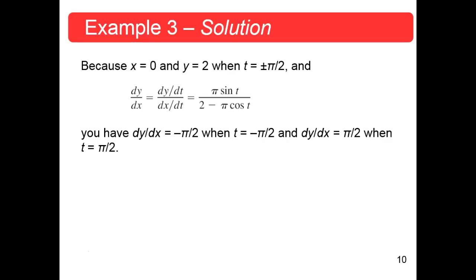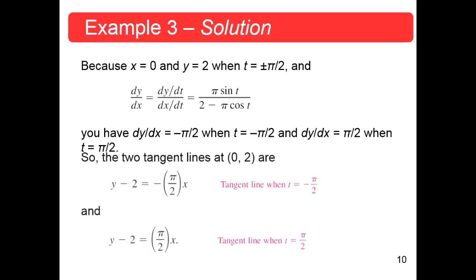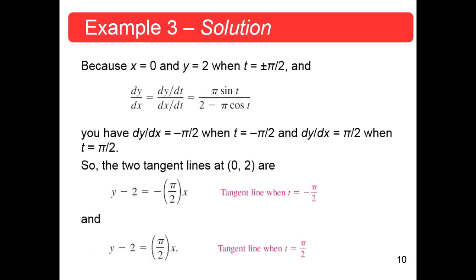All right. You have dy dx equal to negative pi halves when t is equal to negative pi halves, and dy dx is pi halves when t is equal to pi halves. Don't expect that to be the case on any other problem in the world. It might turn out being, but I would say that is rare, that when you put the value of t in, that's the value you get for dy dx. Okay? In these particular cases here. Okay. So the two tangent lines are y minus 2 is equal to minus pi halves x, and y minus 2 is equal to pi halves x. They did the same thing I did.